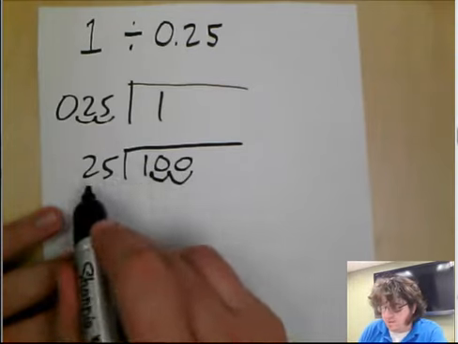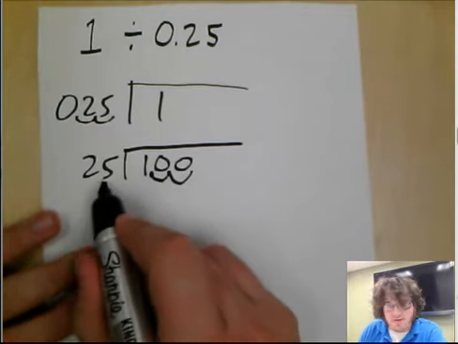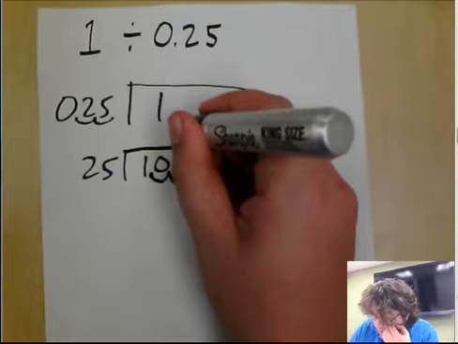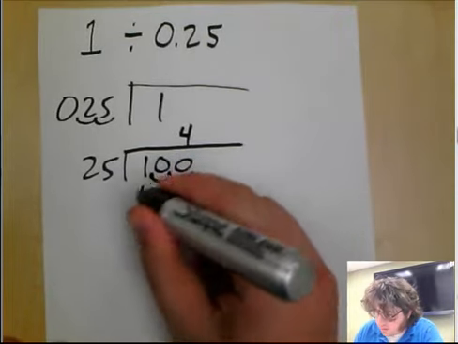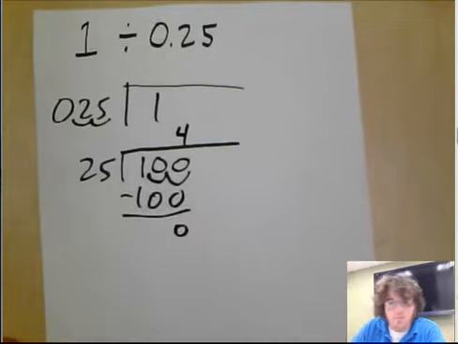And now we have 100 divided by 25, and that is just 4. So it's 4 times 25, it's 100. We subtract, we get 0.